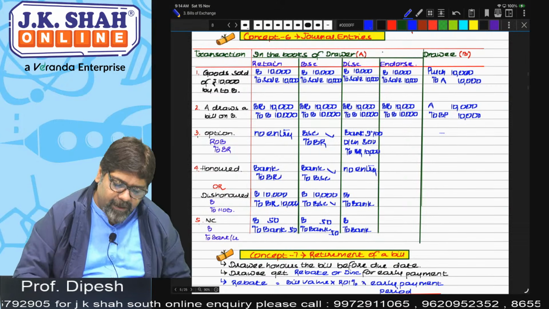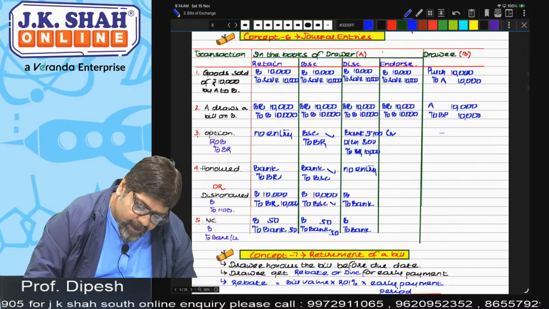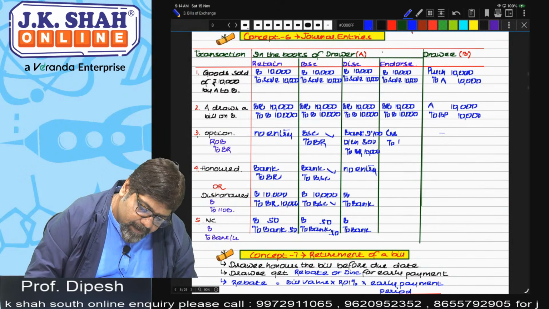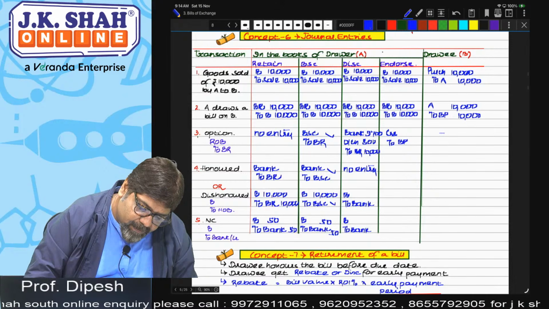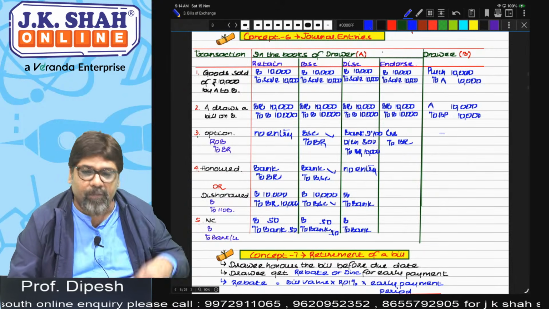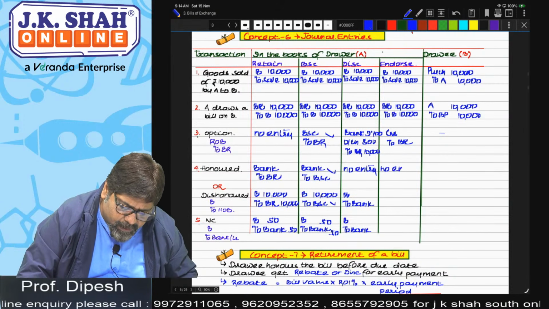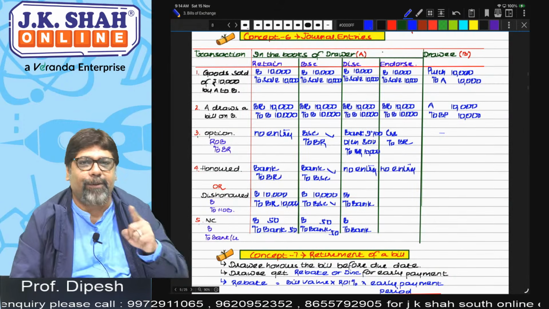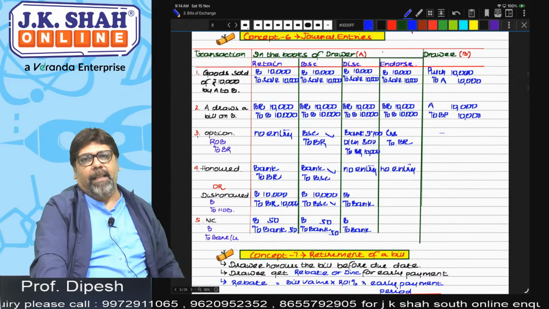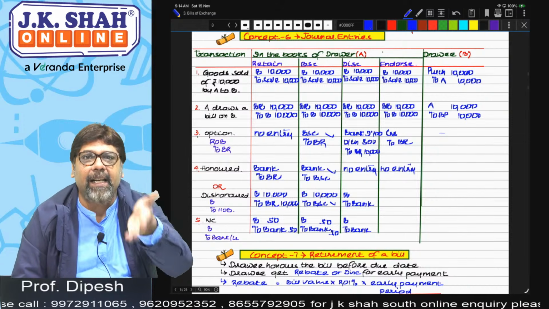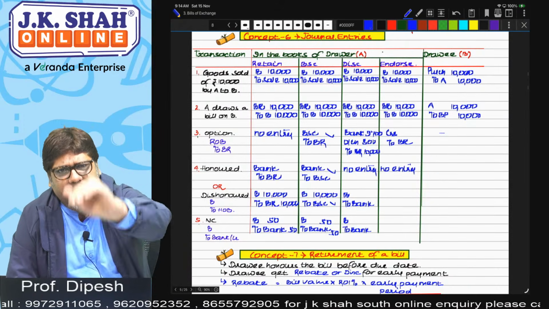You have endorsed the bill. That means you have given the bill to your creditors. Creditors to bills receivable. If the bill gets honored, no entry. Creditors to BR, that means I have given the bill to the creditor. So who has the bill? Creditors. The creditor has the bill, so the creditor will get the money.